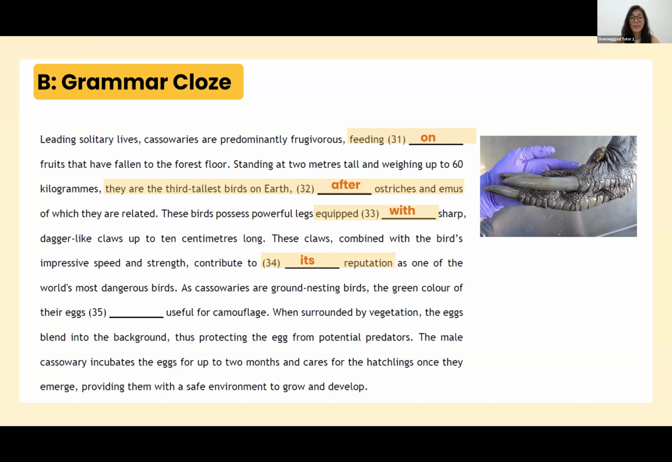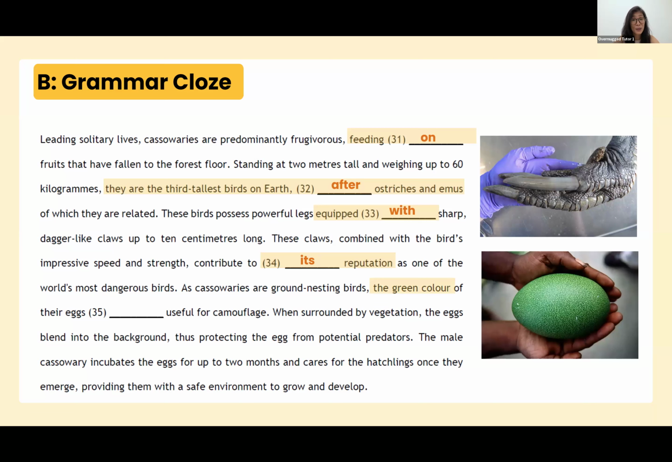The last one is an interesting thing about the cassowary eggs. It has a green color. And this is what it looks like, the size of an adult human's palm. So these eggs, because we're talking about the color of the eggs, color is referring to something singular. So it has to be is. If you had put the word R-A-R-E, it's because you saw the word eggs and you thought, plural. So you got tricked there.